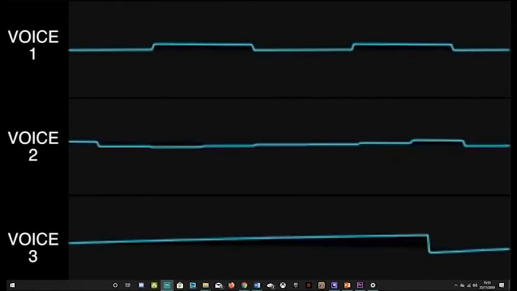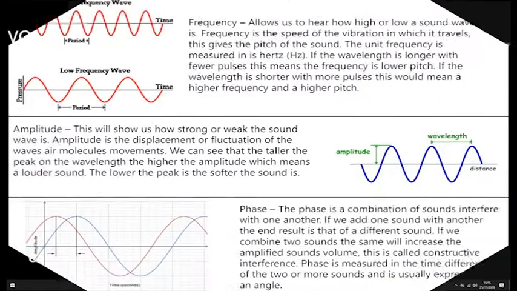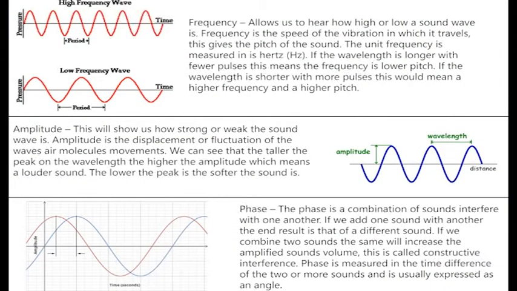Now I'm going to talk a little bit about basic sound theory. Frequency. Frequency allows us to hear how high or low a sound wave is. Frequency is the speed of the vibration in which it travels. This gives the pitch of the sound. Amplitude. This will show us how strong or weak the sound wave is. Amplitude is the displacement or the fluctuation of the wave's air molecules' movements.